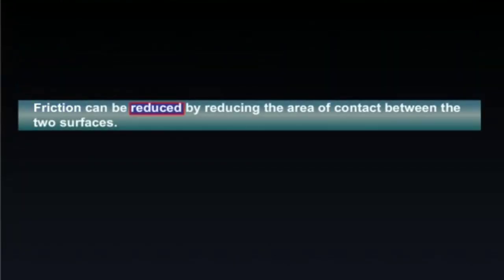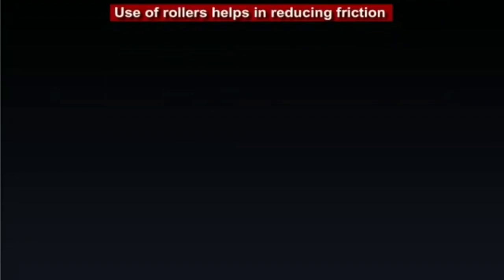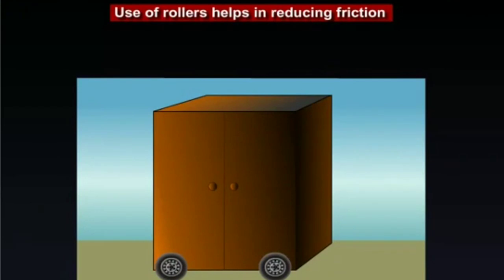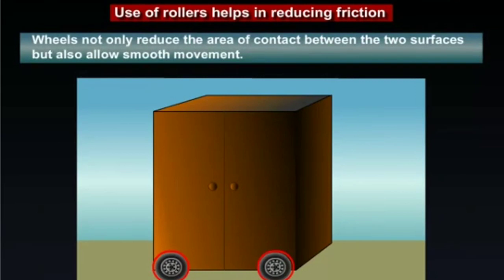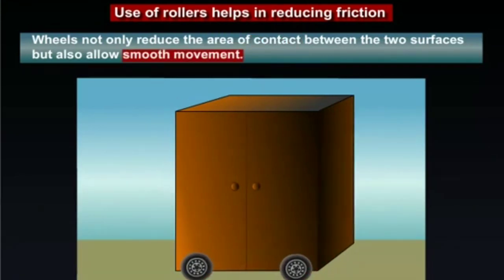Methods to reduce friction. Friction can be reduced by reducing the area of contact between the two surfaces. There are different methods to reduce friction. Let us study them in detail. Use of rollers helps in reducing friction. For example, wheels are provided to the objects to reduce friction. Wheels not only reduce the area of contact between the two surfaces, but also allow smooth movement.